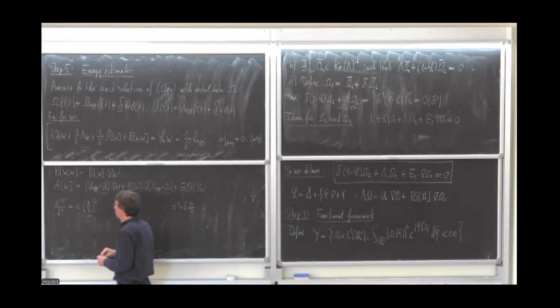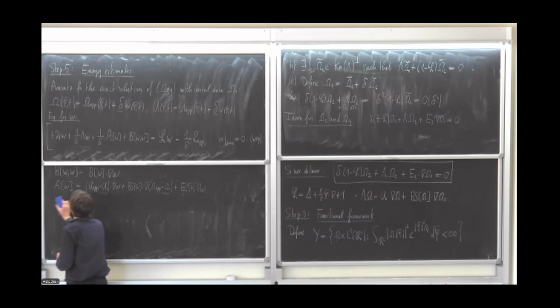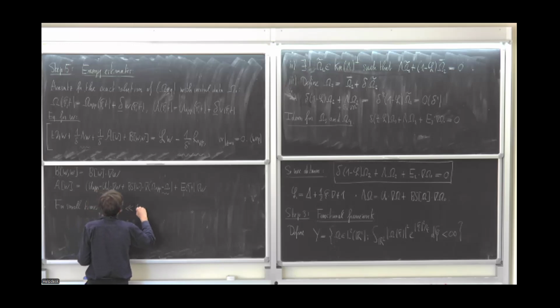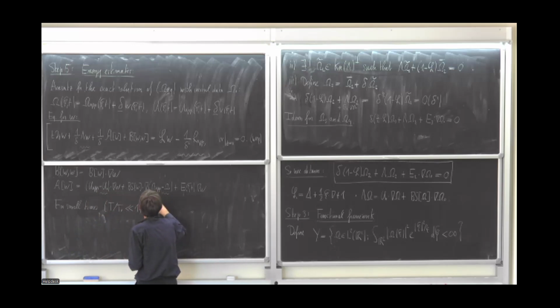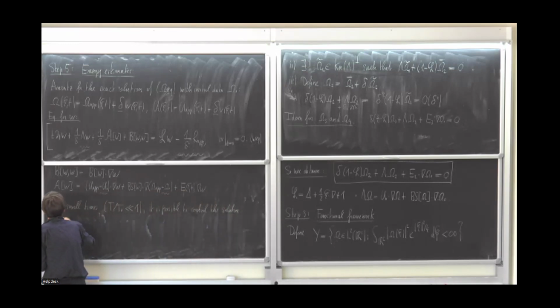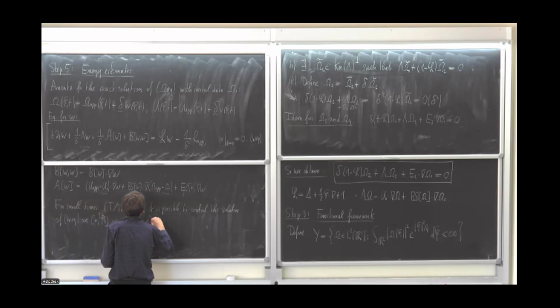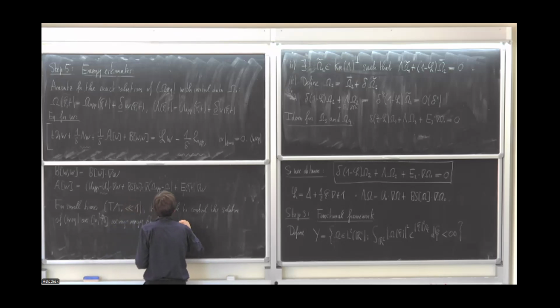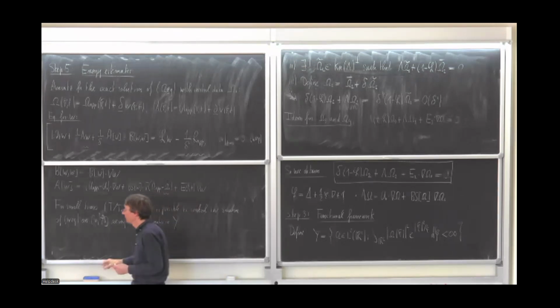I can write this here. So what I would like to do is, for small times, which is capital P divided by T0 less than some numerical constant, it is possible to control the solution of WF on the time interval 0 to t using just energy estimates in the space Y, the space in which L is self-adjoint.